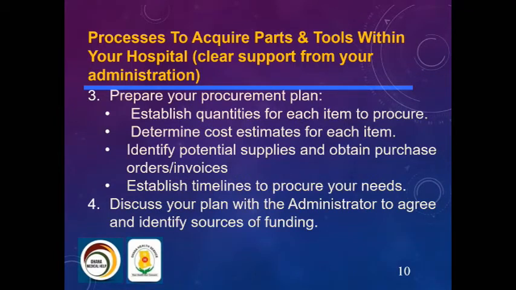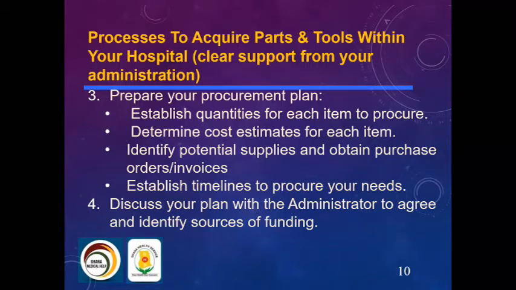Processes to acquire parts and tools within your hospital. Clear support from your administration. So you prepare your procurement plan. In preparing the plan, you establish quantities for each item to procure. You determine the cost estimates for each item. You identify potential suppliers and obtain purchase orders or invoices. Then you establish timelines, plan with the administrator to agree, and identify sources of funding.